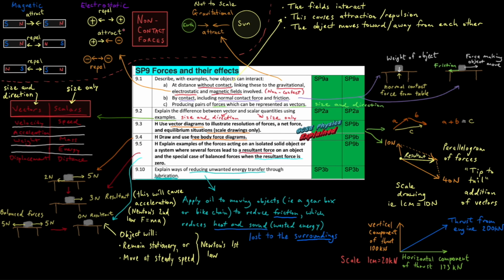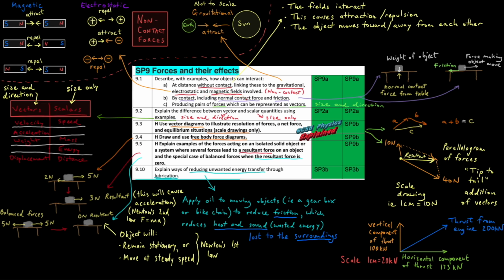Electrostatic forces are basically like positive charges and negative charges. So if you've got 2 positive charges, they'll repel. If you've got opposites, so positive and negative, they'll attract. And if you've got, once again, 2 like charges, but this time they are both negative, they are going to repel.